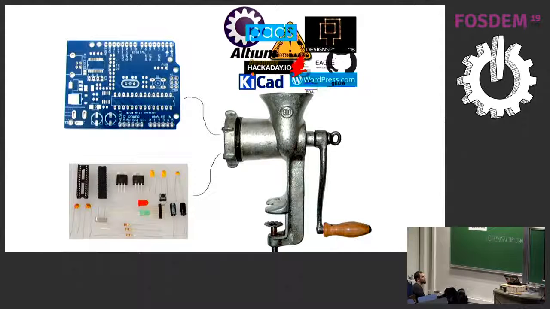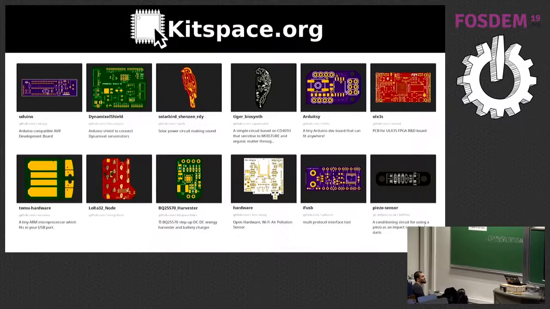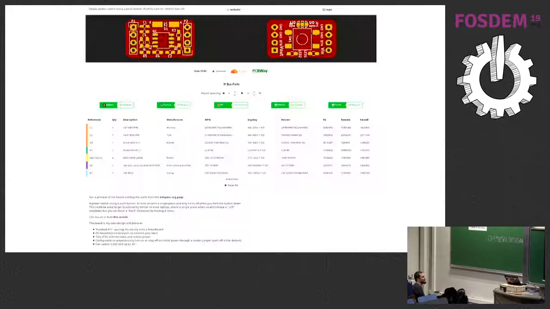The other part is obviously the board up on the top there. So this is what kitspace.org is for. It's like a repository combining these bills of materials with the board files, so that you can put up your project and showcase it, and other people can come across it and more easily replicate it. So that's what the Kitspace page looks like.